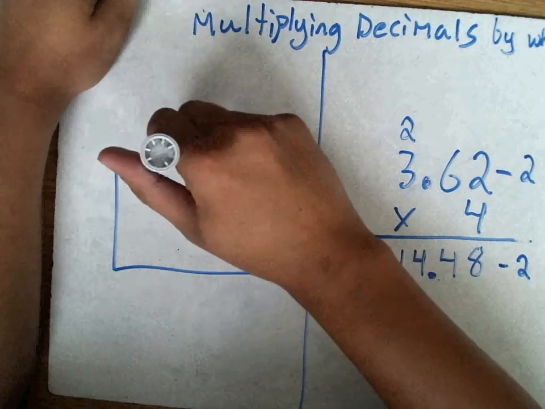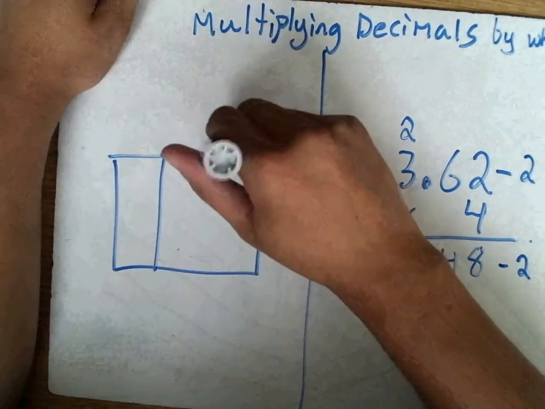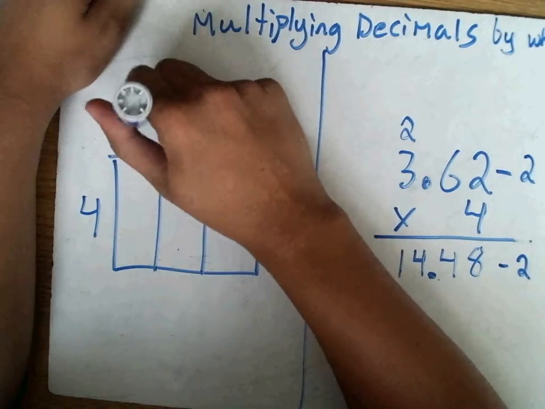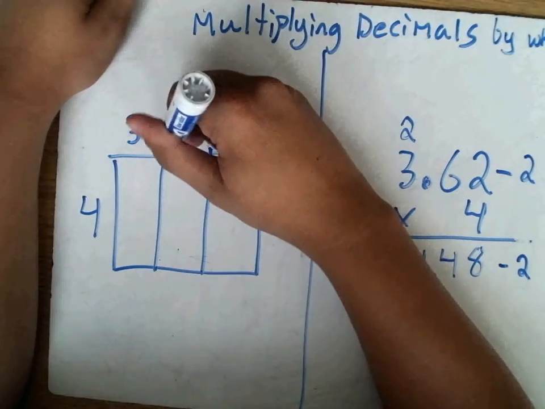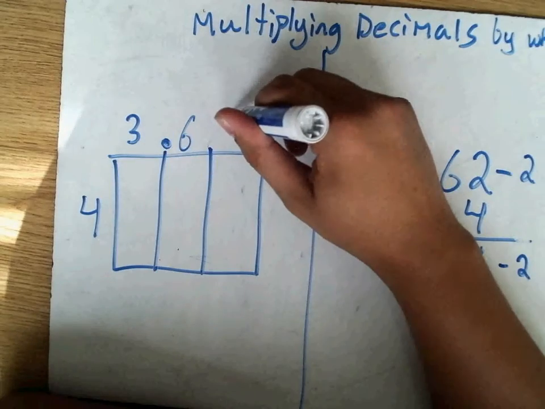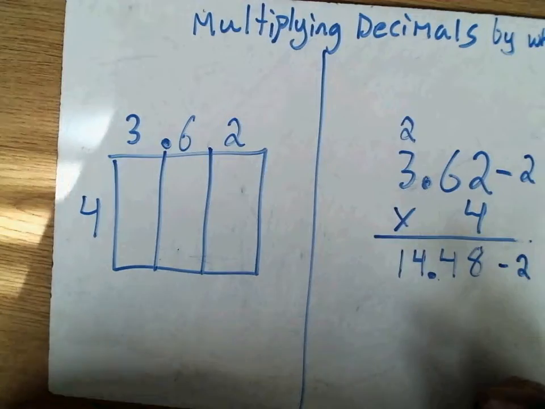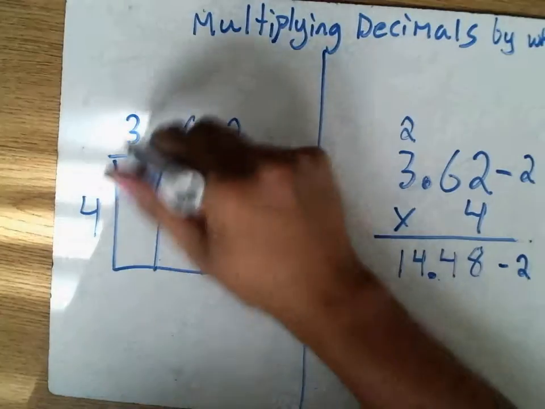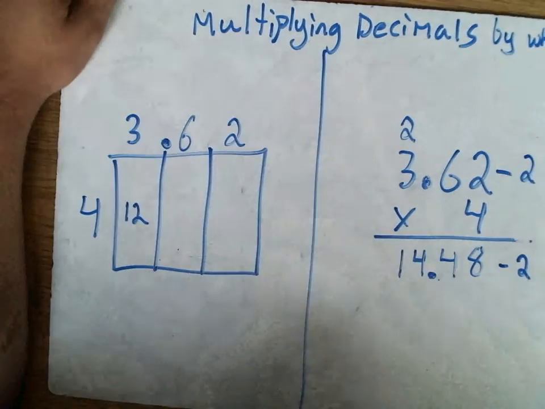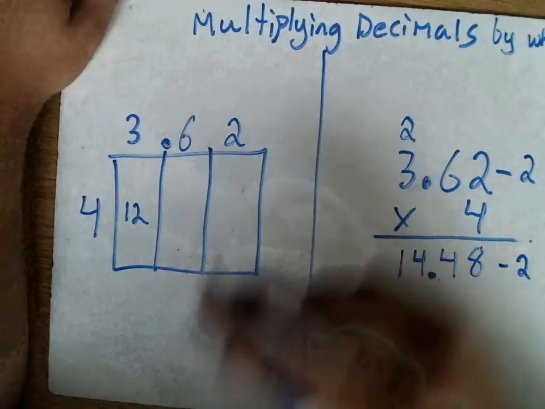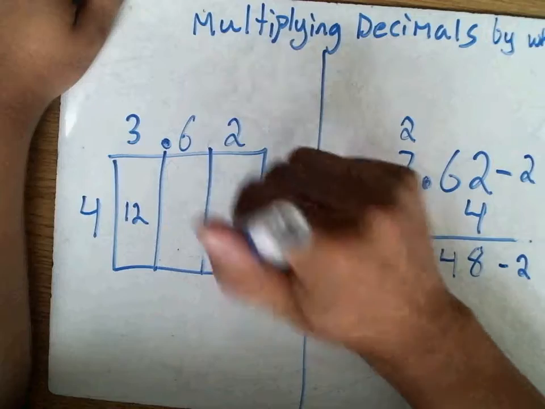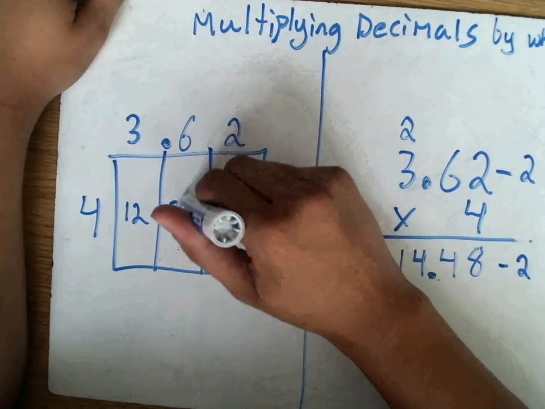Over here, we're going to put our 4 on the side, 3. I like to place a decimal point there to let me know, 6, and 2. Okay? So this is just regular whole number, right? So 3 times 4 is 12. 4 times 6. Here we're multiplying a whole number by a tenth, so we're going to get 24.